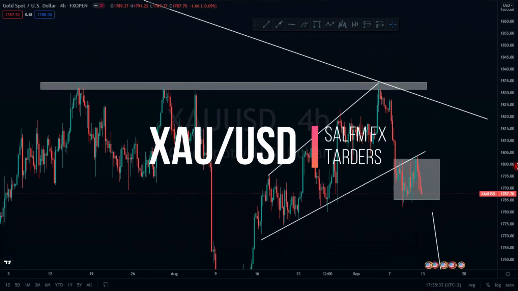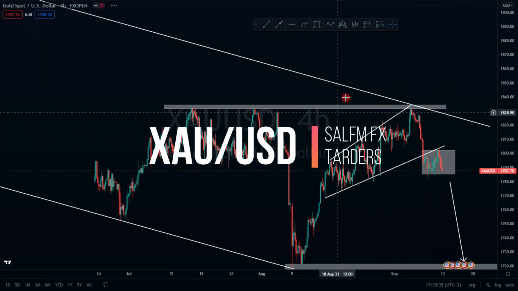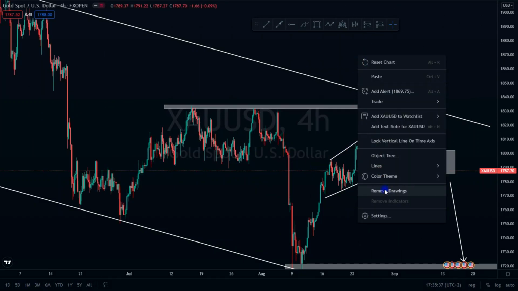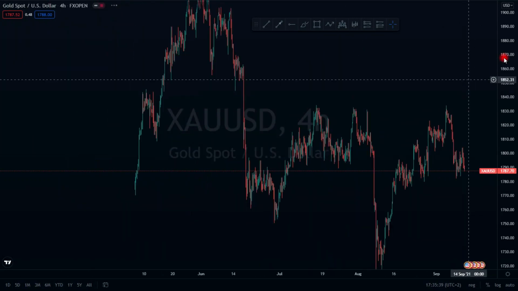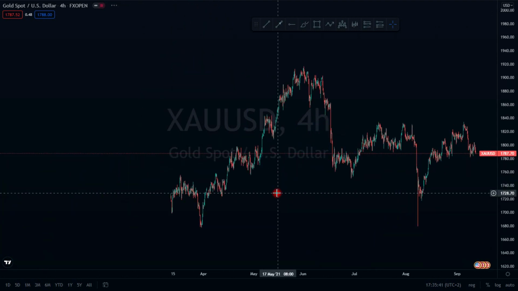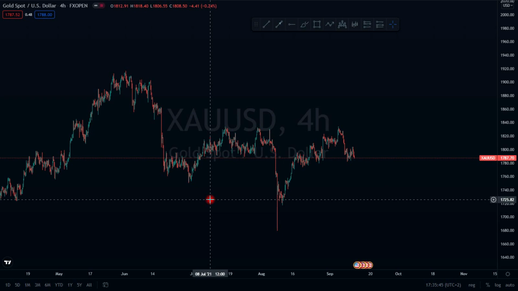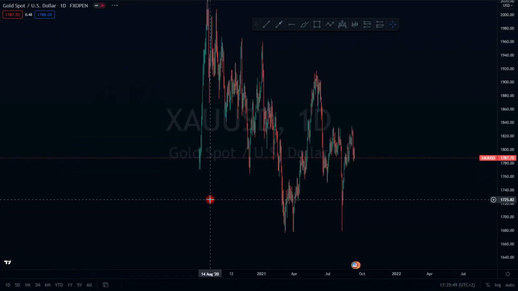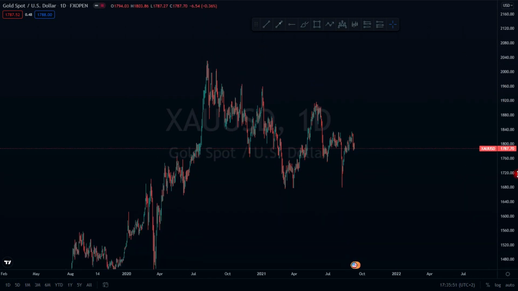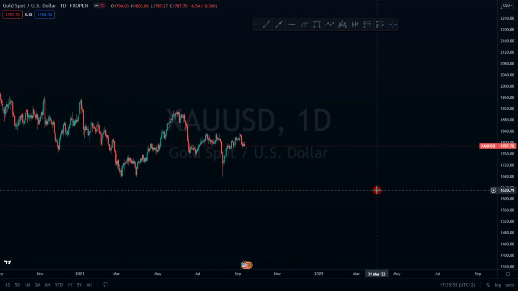On the screen right now, I have gold, and allow me to delete all these drawings once again. So if I zoom out, I have something like this. Let me start on a daily time frame for this one so that you would understand why we are having the moves that we are going to have.